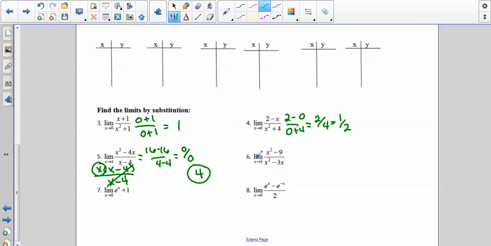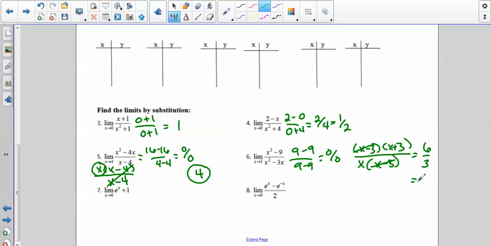The same thing happens in problem 6. So you plug 3 in and you get 9 minus 9 over 9 minus 9, which is 0 over 0. And today we have the same fix. We're going to factor. So difference of squares, I get x minus 3 times x plus 3. And then in the denominator, I take out a common factor of x, and it's x times x minus 3. So cancel out your x minus 3's and plug 3 into the remaining factors. So I get 6 over 3, and my final answer is 2.